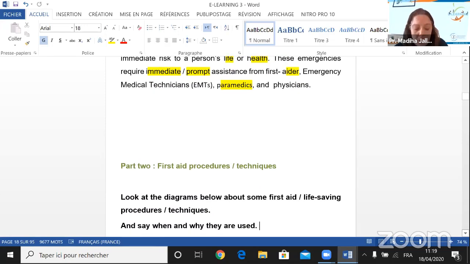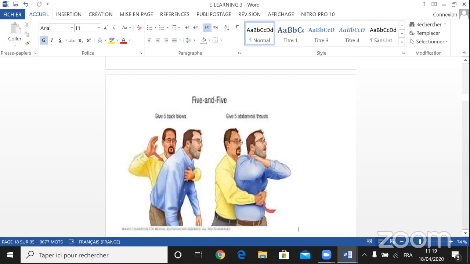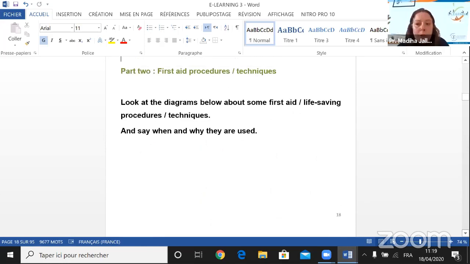Now we came to the second part of the lesson. In the first part, we introduced a number of medical emergencies, and now we will deal with the first aid procedures or techniques. Okay, so look at the diagrams. Here you have, as usual, diagrams below about some first aid or life-saving techniques or procedures, and say when and why they are used.